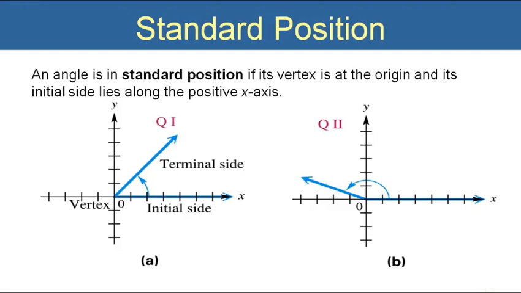Now let's talk about standard position. An angle is in standard position if its vertex is at the origin and its initial side lies along the positive x-axis. So this angle happens to have a terminal side in quadrant 1, and this angle happens to have a terminal side in quadrant 2. And normally when we say an angle is in quadrant 2, what we really mean is its terminal side is in quadrant 2. Or we could say the angle terminates in quadrant 2. So it's just referring to the location of the terminal side.